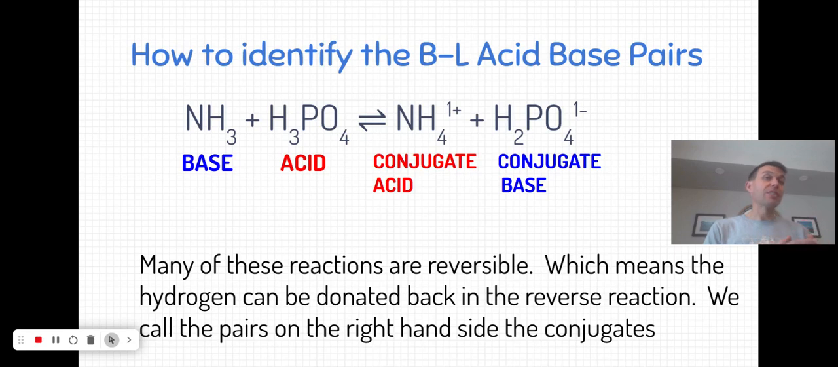So NH4 plus is the conjugate of NH3. They are an acid-base conjugate pair. H3PO4 and H2PO4 1- are another acid-base conjugate pair.